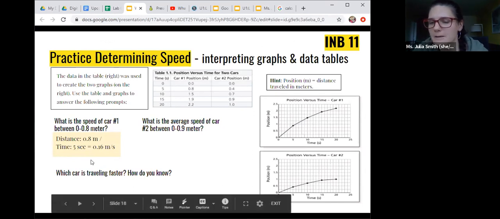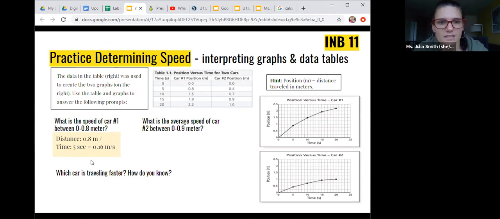What that means is the car has traveled 1/1600ths of a meter, just a very small section of a meter, in 1 second, which would lead me to believe that this is not a real car. This is probably a toy car that we're looking at here.